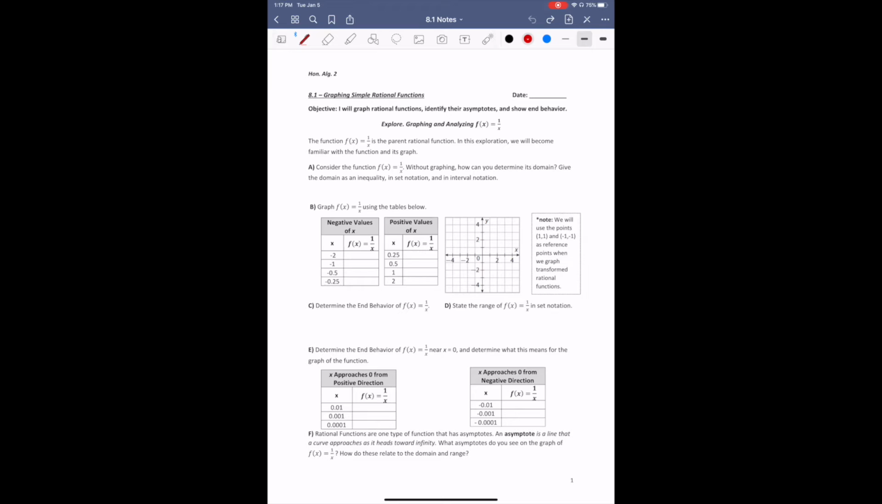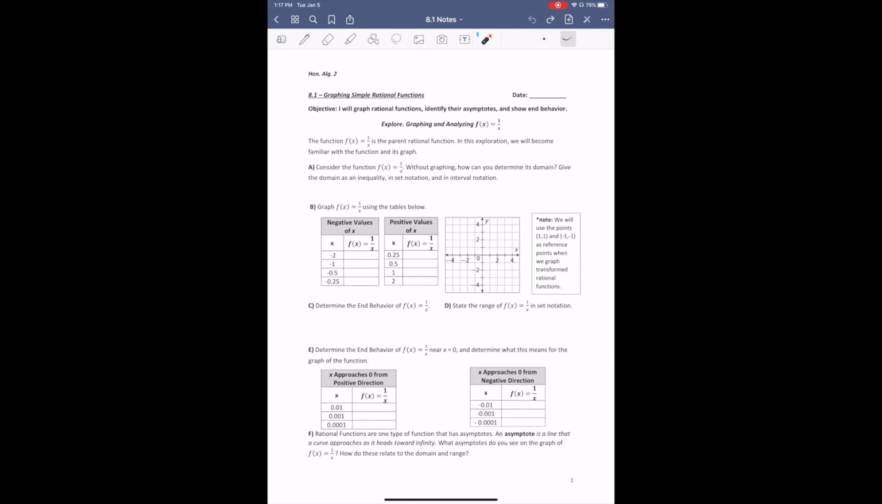We are starting our unit on graphing rational functions. We're going to start by exploring the parent function of f of x equals 1 over x. Now, considering the function, without graphing it, how can you determine its domain?